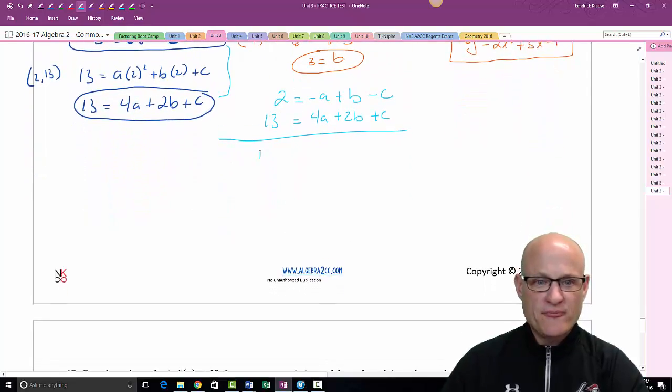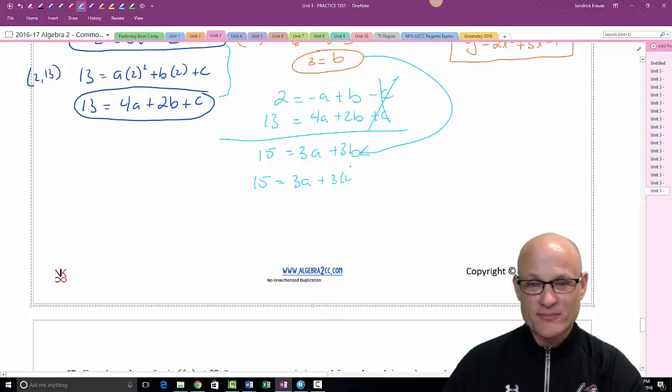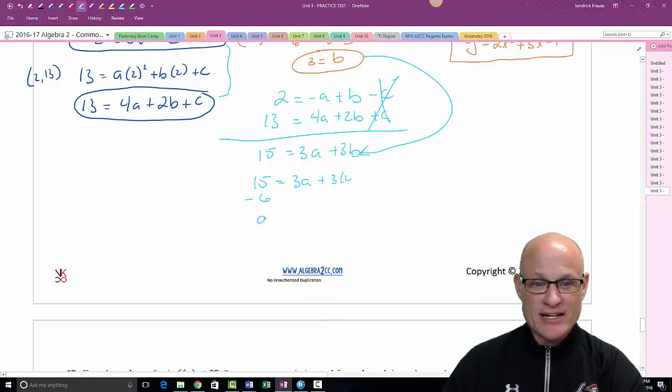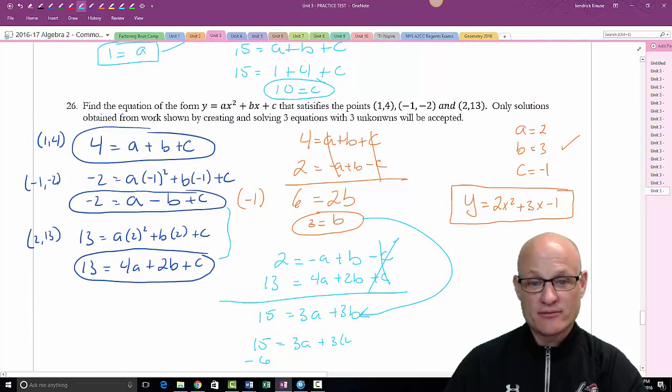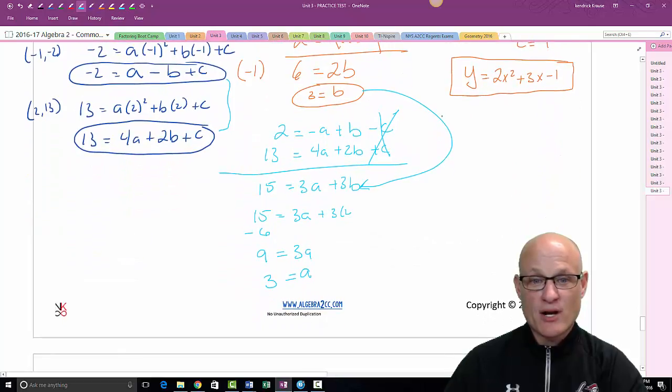So I get 15 is equal to 3a plus 3b, and the c's cancel. But I already know what b is, so I might as well plug it in, right? 15 is equal to 3a plus 3 times 2. That's 6. So subtract 6. I get 9 is equal to 3a, or a is equal to 3. And that's not what I have. So we've got a problem.